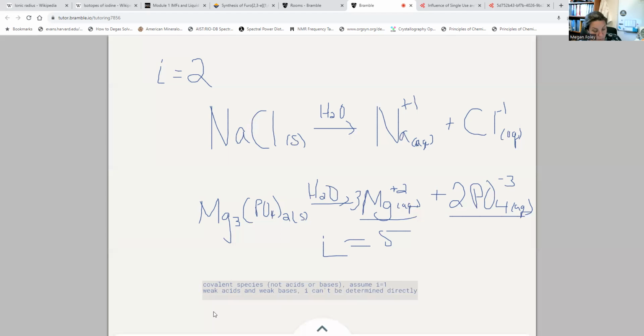And then for electrolytes, which are going to include ionic compounds, strong acids and strong bases, i is going to be based on the chemical formula and how many ions the substance breaks down into.